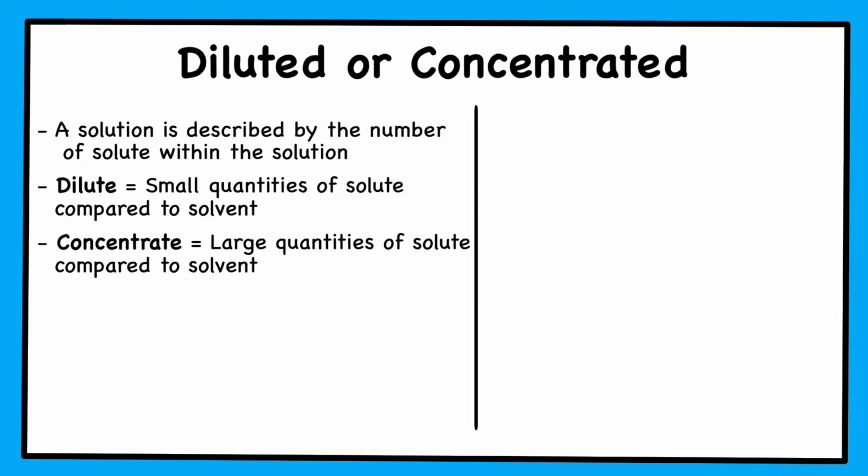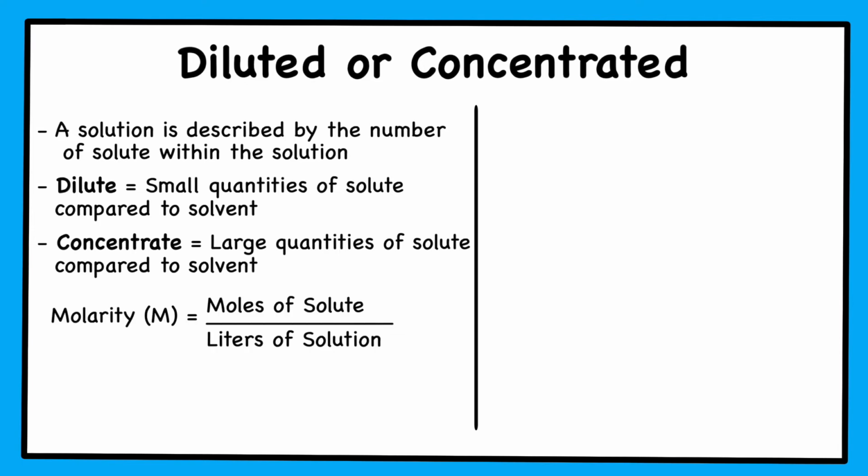We can numerically represent a solution's concentration with molarity and molality. Molarity is represented with a capital M and is the amount of solute in moles divided by the volume of the solution expressed in liters. We need to keep in mind that molarity is moles per liter of solution, not solvent. This means we must account for the volume of both the solute and solvent.